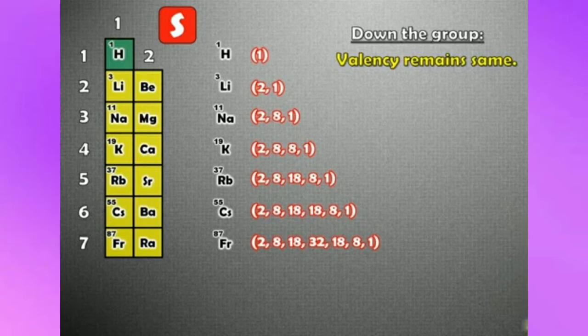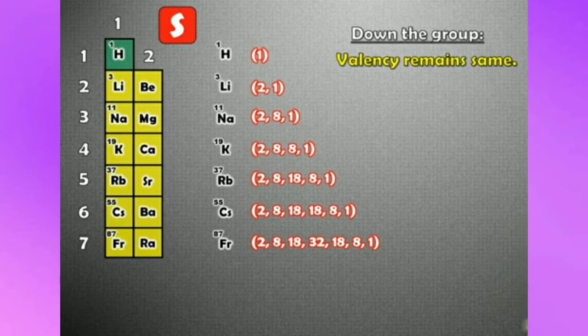So what we can say here, children? What is the electronic configuration when you observe here? The valence electron in the outermost shell is what? It is 1. So we can observe here down the group valency remains the same. Valency is not changing. It is 1. Are you getting me, children?